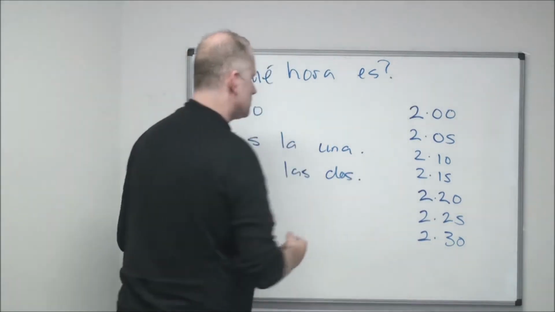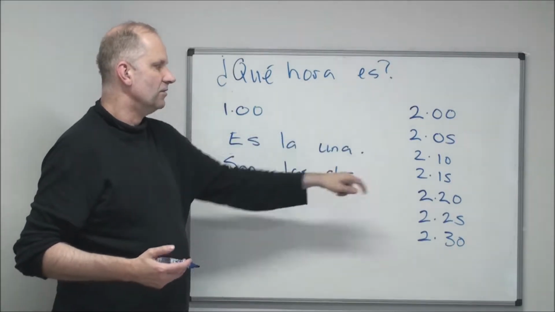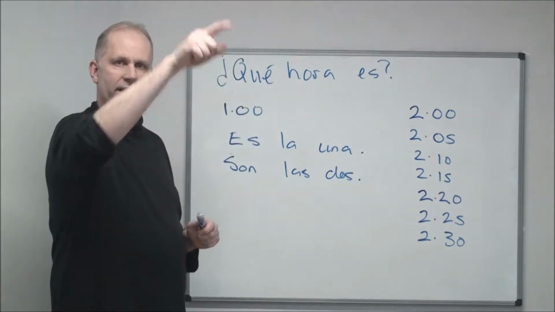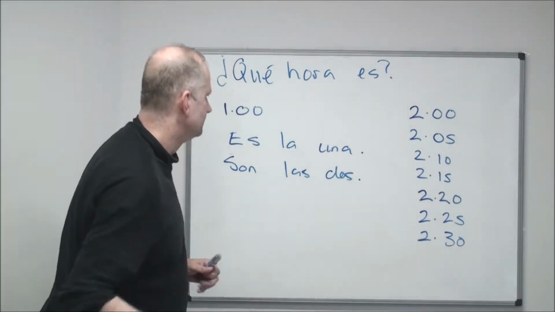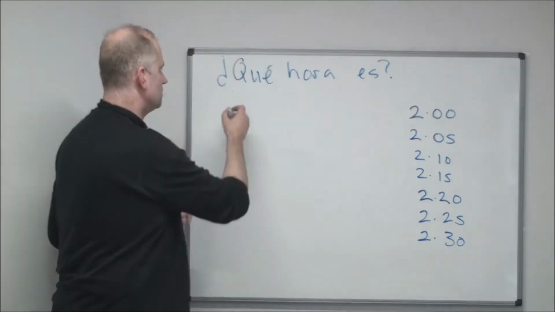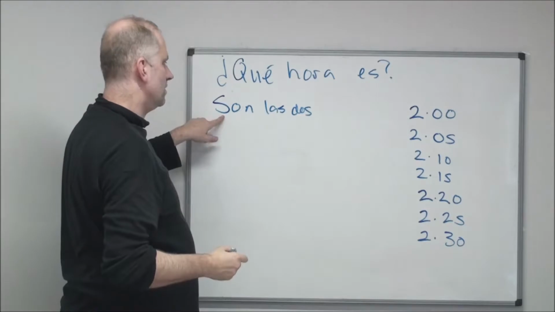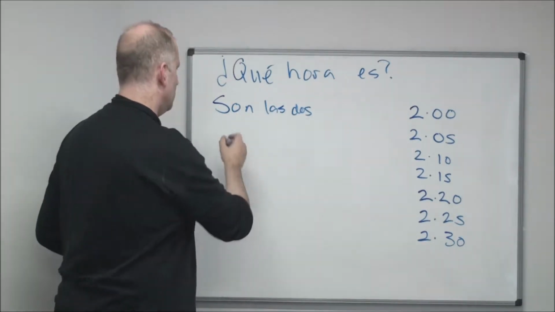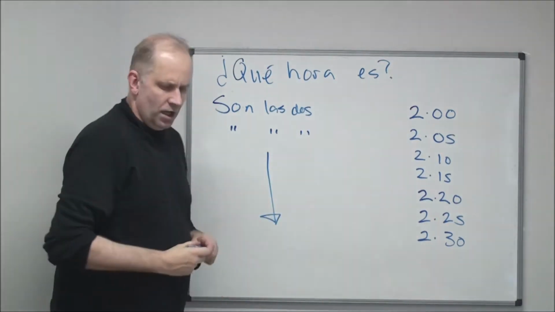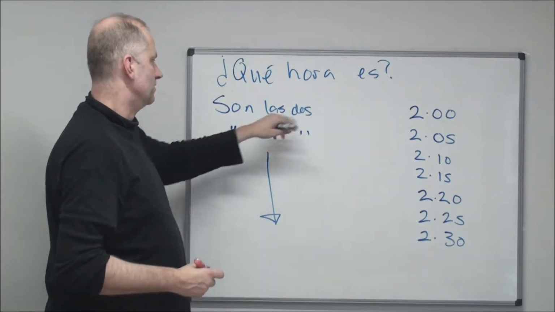Okay, so most of the time it's not going to have the number 1 in it, so it's going to be las. So what we'll do is look at how you tell the time going around the clock from 2 o'clock all the way to 3 o'clock. First of all, just put son las dos. All of them are going to be son las, they're going to start the same way. So I can put that all the way down. Son las dos, so you basically say it's 2 o'clock.